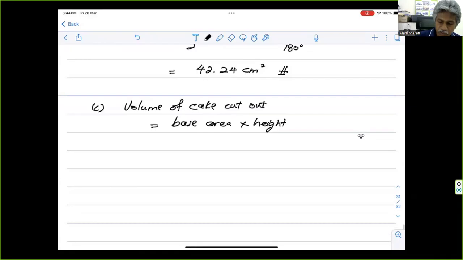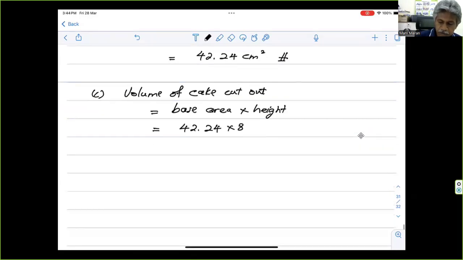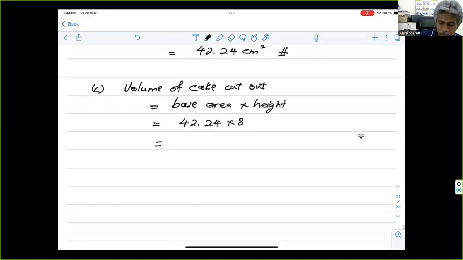So the base area which is calculated is 42.4. We multiply this by the height, which is 8. So this will give you 337.94 cm square. That is the volume of the cake that has been cut out.